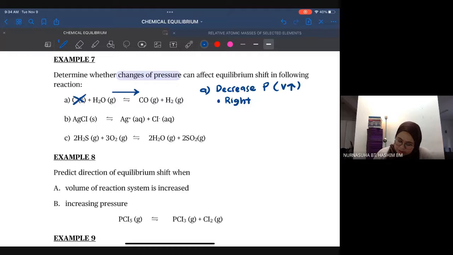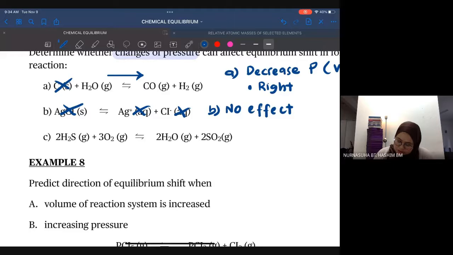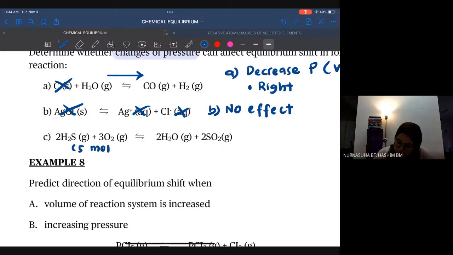Okay, untuk B, kalau kita tengok solid, aqueous. Maksudnya untuk B, no effect. Okay, sebab kita hanya consider gases component sahaja. Okay, next. Untuk C, this one ada 5 mole. This one ada 4 mole.